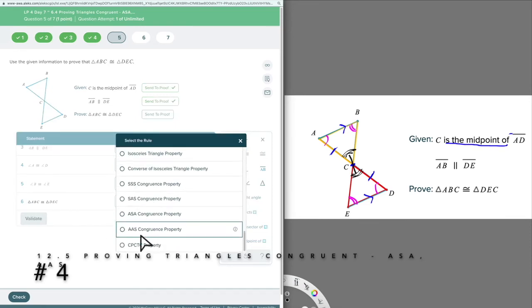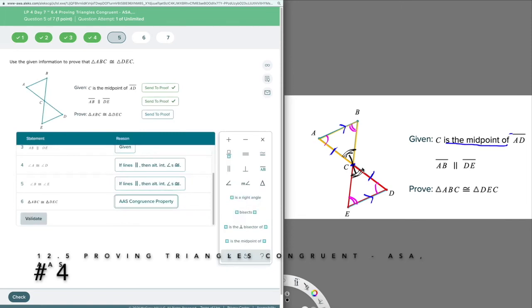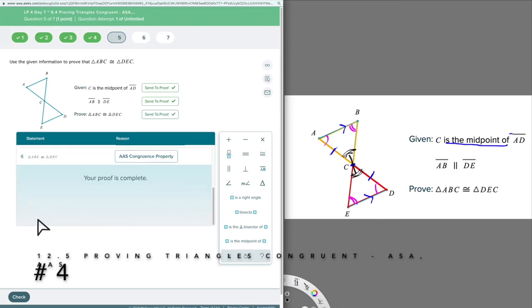Angle, angle, side. If I had used the vertical angles, then it would be angle, side, angle. So you just got to be careful which one you are using, what's the order there. All right, my proof is complete. We have 2 more of these guys.